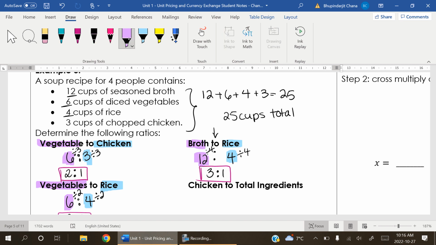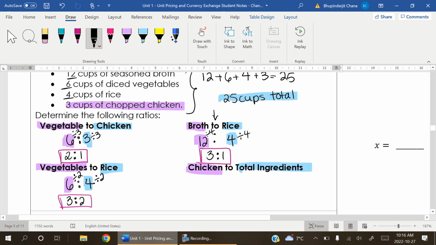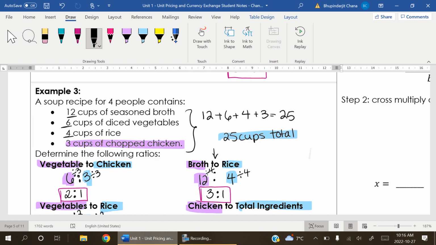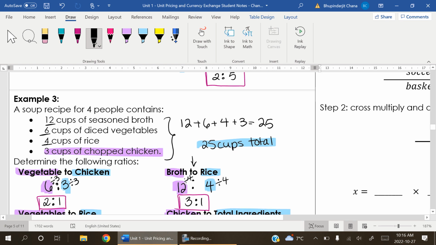Let's do some highlighting. Chicken, well, I've got 3 cups of chopped chicken to 25 cups of total ingredients. So my ratio is going to be 3 to 25. And I actually cannot reduce this one down any further, so I'm just going to leave that one as is. Cool.